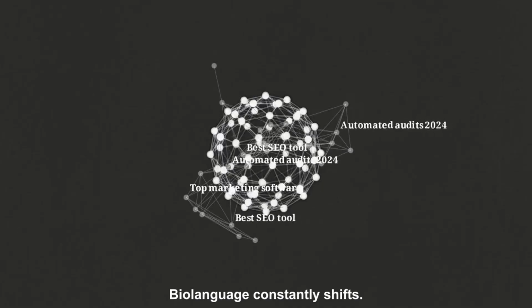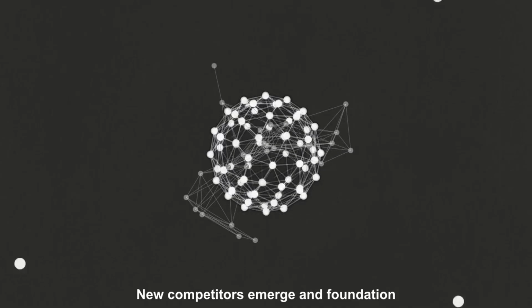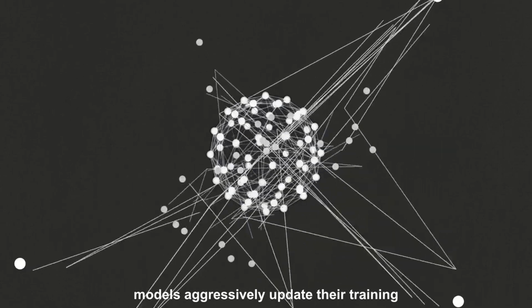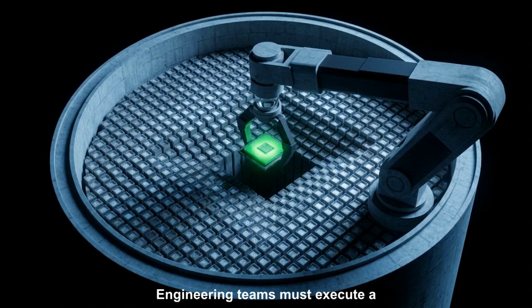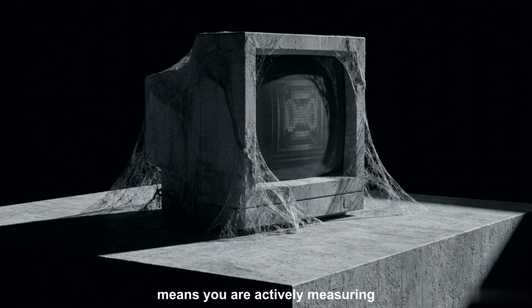Your instrument has a rapid decay rate. Buyer language constantly shifts, new competitors emerge, and foundation models aggressively update their training data. Engineering teams must execute a strict quarterly recalibration of the prompt set. Relying on a stale array means you are actively measuring a market that no longer exists.